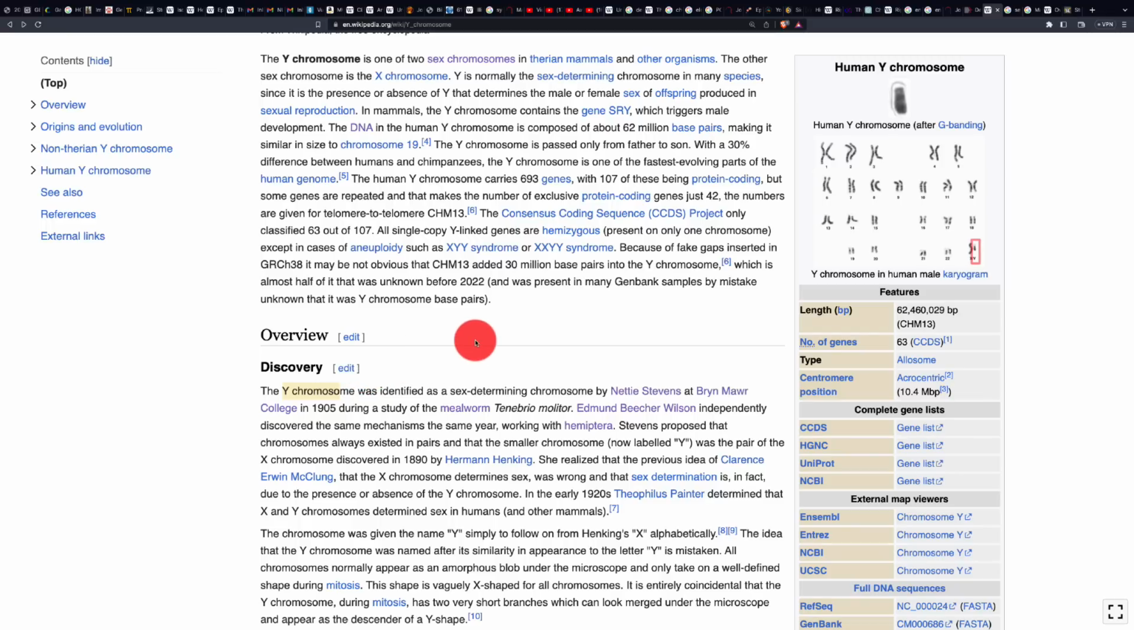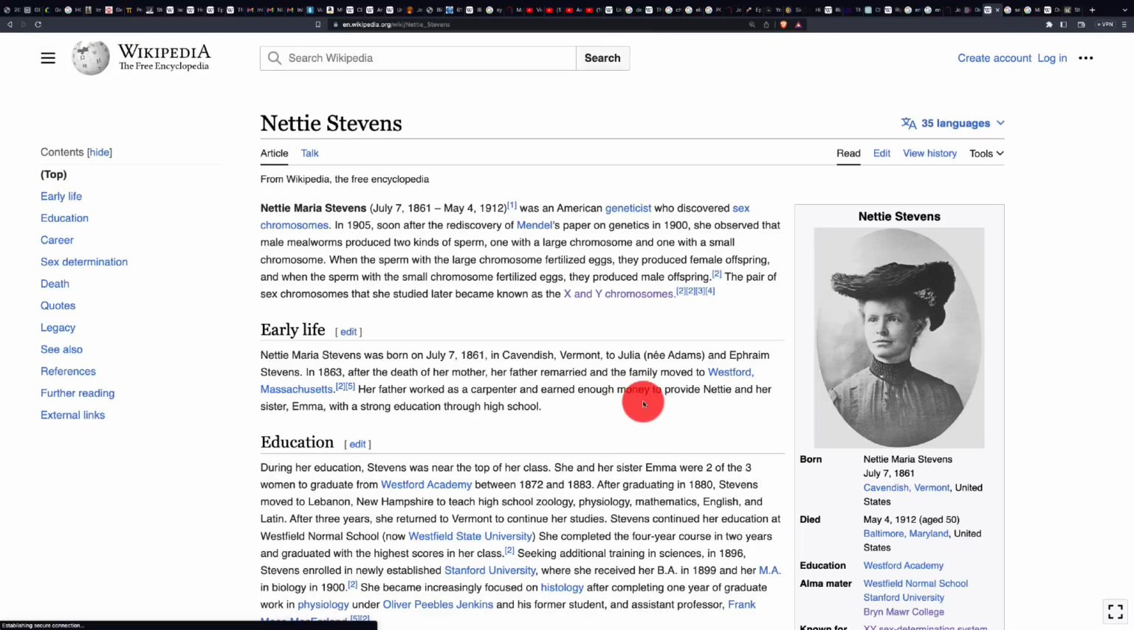The Y chromosome is what defines you as a human being. Either you're going to be male or female. It's going to be the Y chromosome that does that. See, females are XX, males are XY. So Nettie Stevens is the person who was given credit for this. She was an American geneticist who discovered sex chromosomes, tied to the tree of life, tied to the flower of life, tied to DNA.